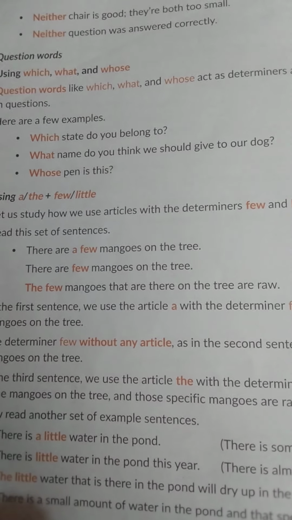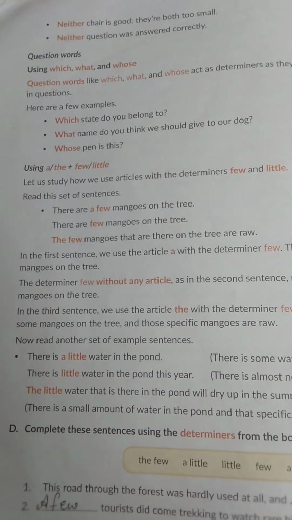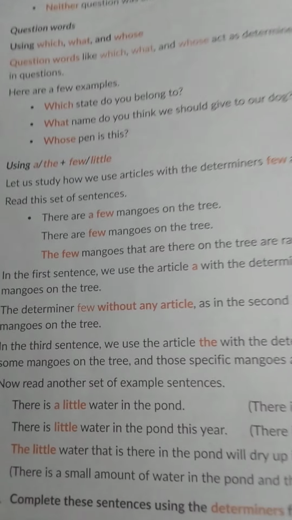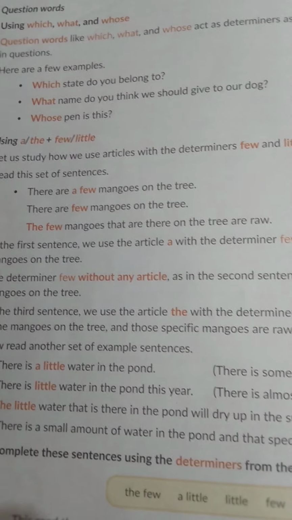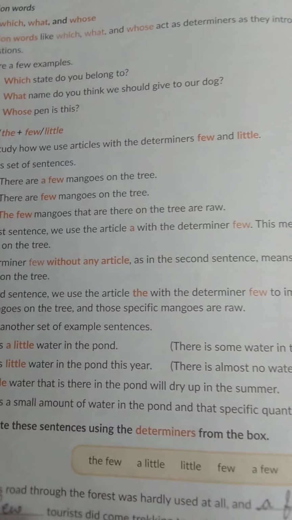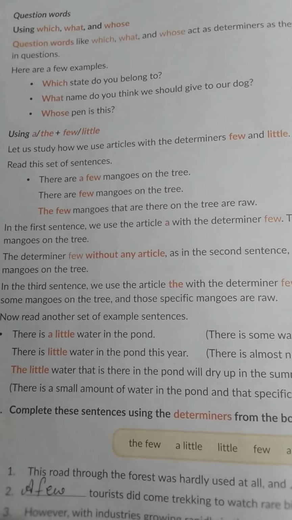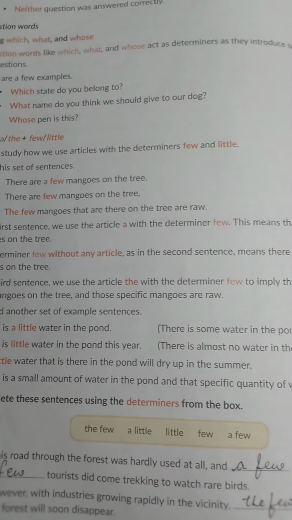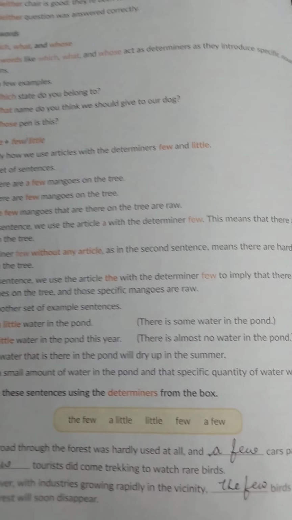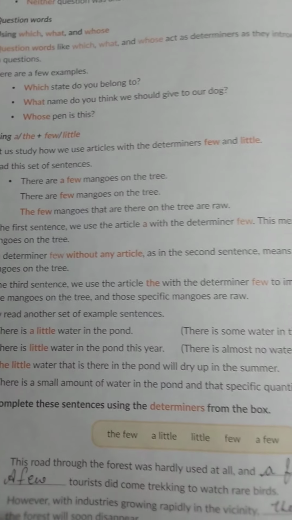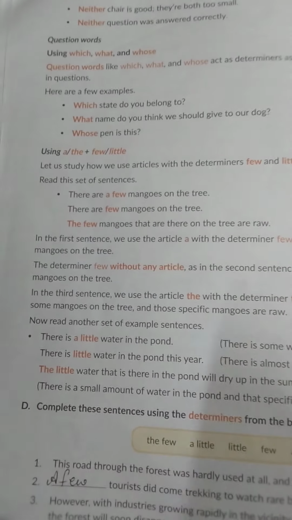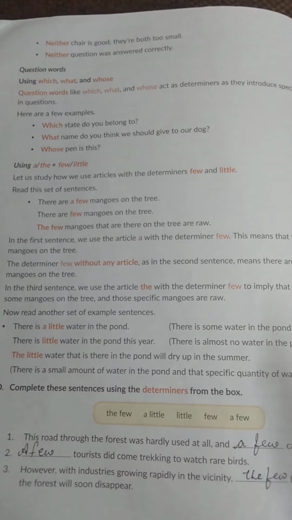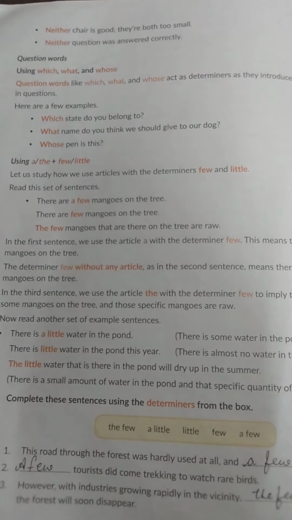Now, a few, the few, a little, the little. These are very complicating things. Students get confused sometimes. So whenever we talk about a few, suppose we say a few, that means some, at least some. Few means almost no, and the few means whatever you have. Suppose the few people who were gathered were also not supporting the person, meaning the few which are there.